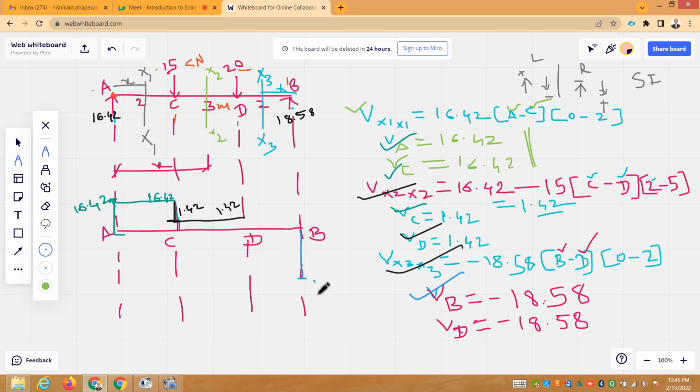So it is 18.58. And at D also it is minus 18.58. So like this you have to plot. Now I have used this blue color for plotting the values obtained from the third equation. So this is from the third equation. These values are negative values. So in this way we can plot the shear force diagram.